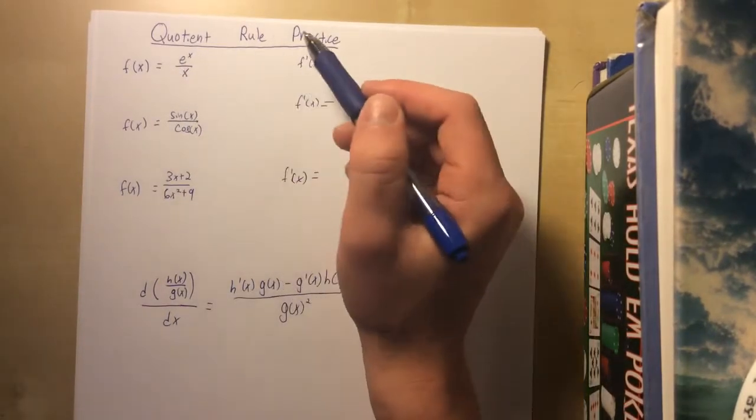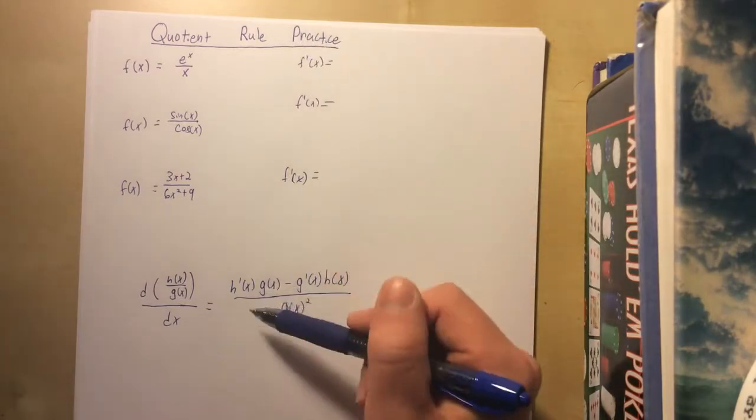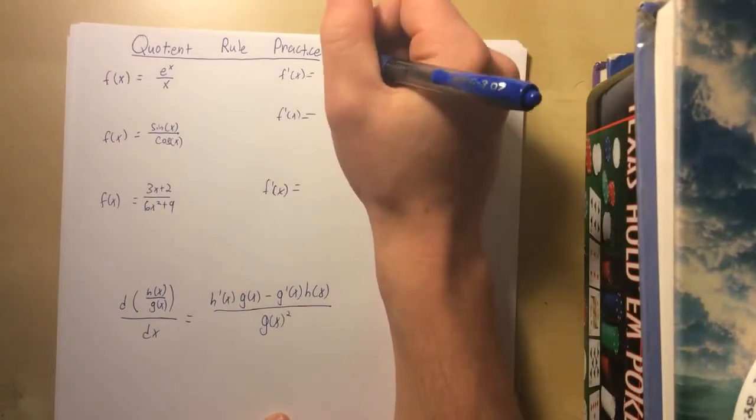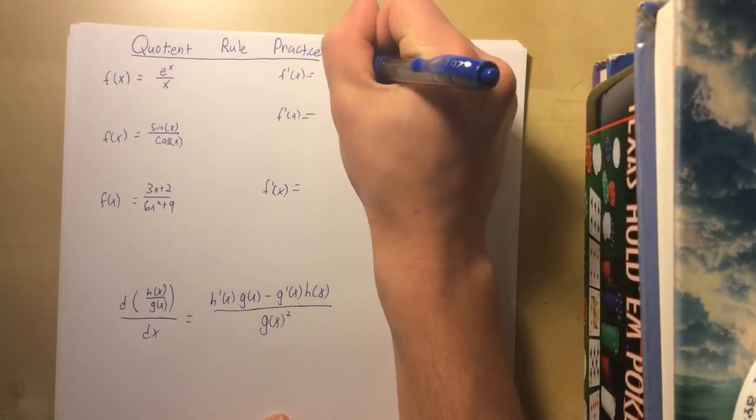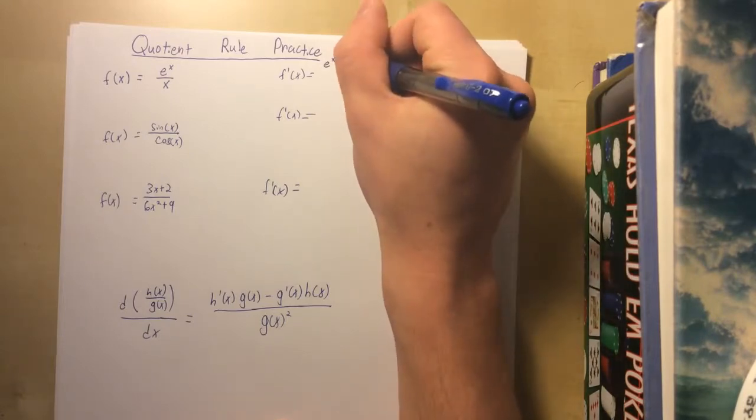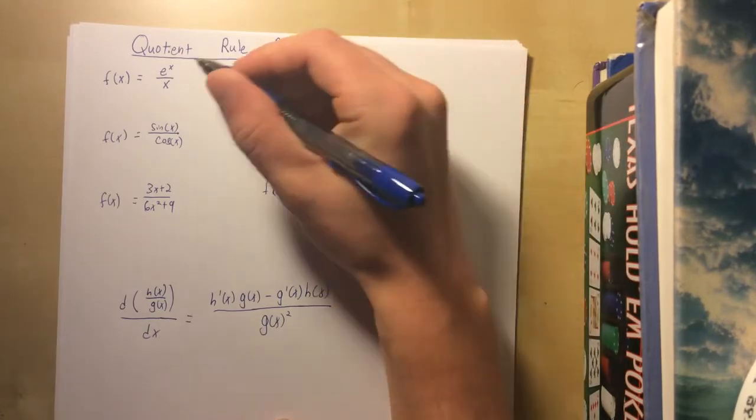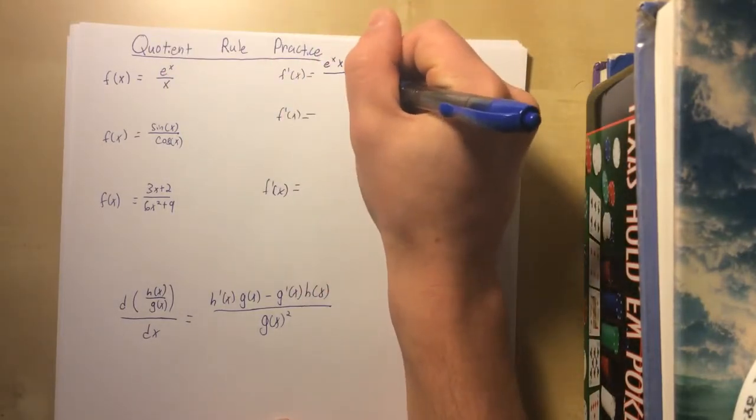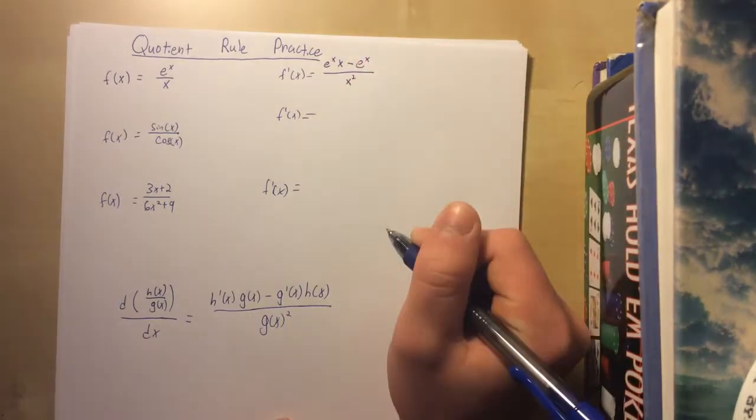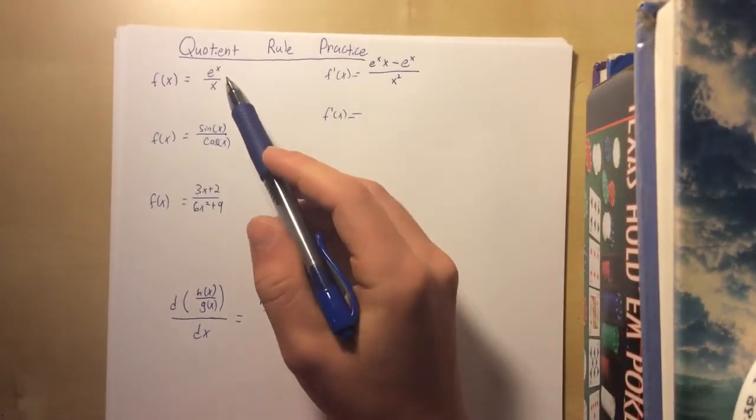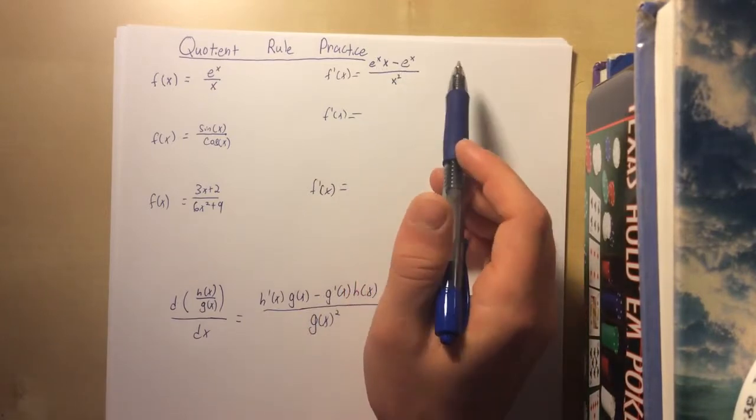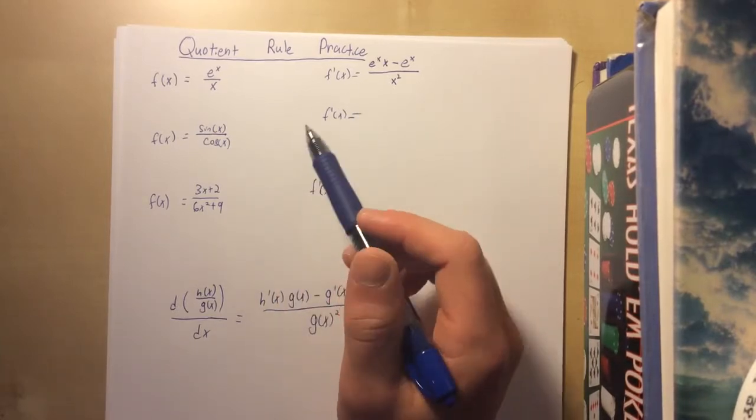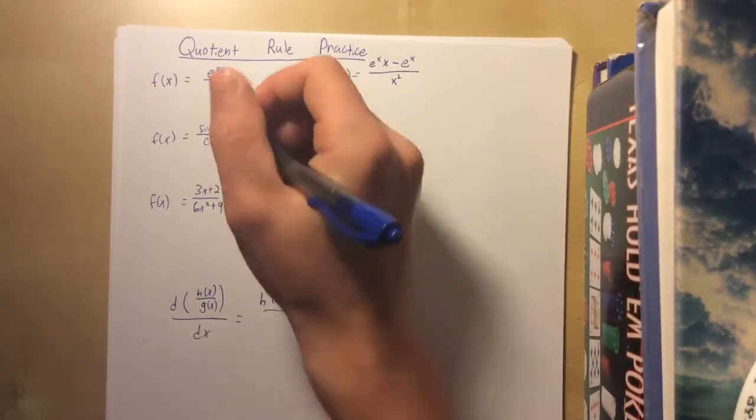We have e to the x over x. So once again, we're going to take the derivative of the numerator and multiply it by the denominator. So we get e to the x times x. And we're going to subtract the derivative of the denominator, which is 1, times the numerator, which is e to the x. And we're going to divide all of that by the denominator squared. So the derivative of e to the x over x is e to the x minus e to the x, all over x squared.